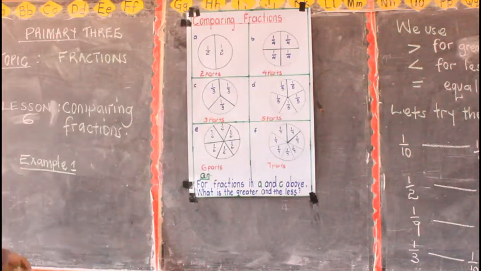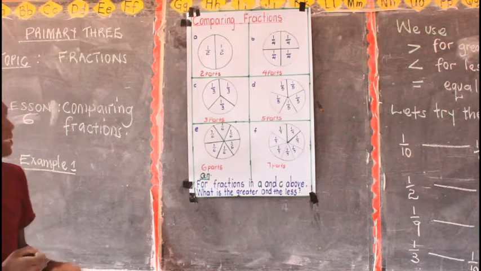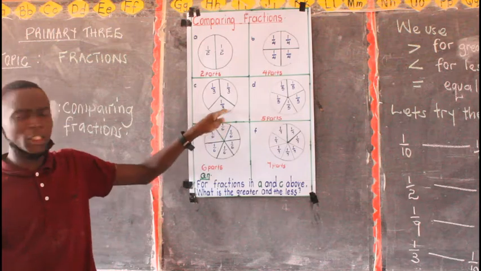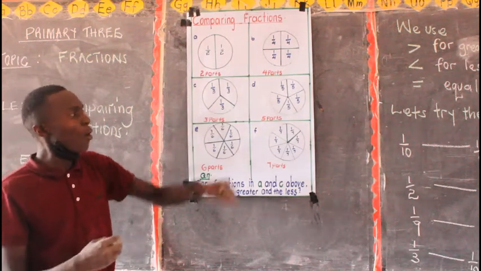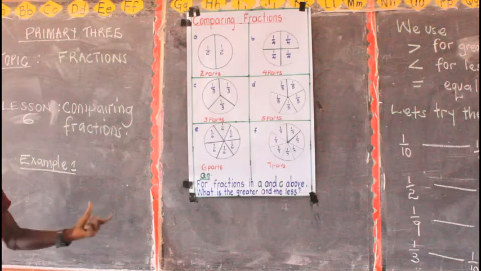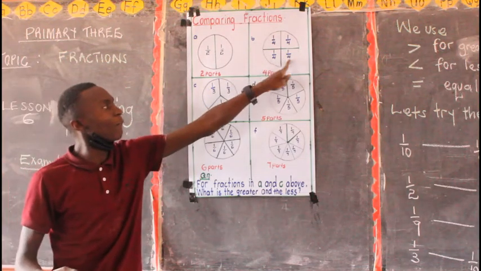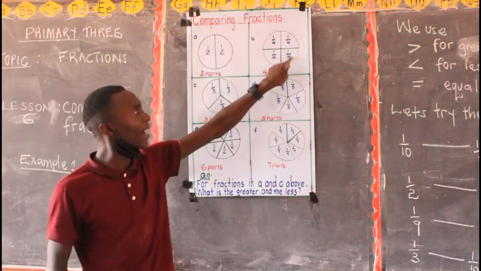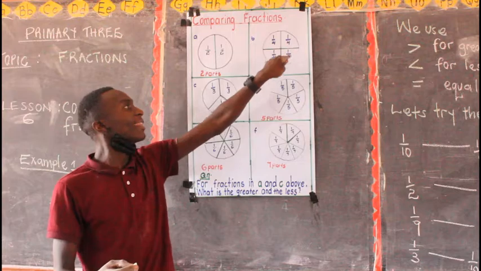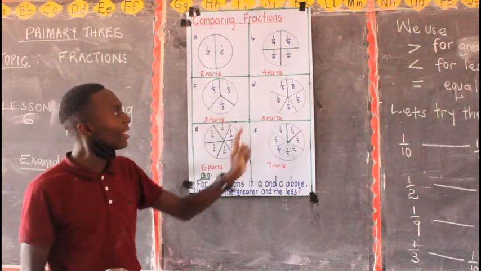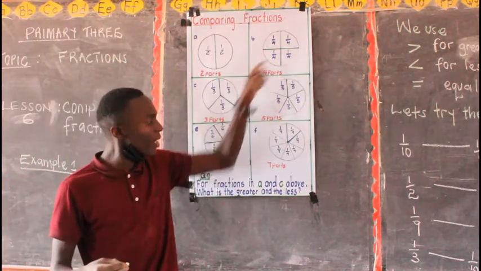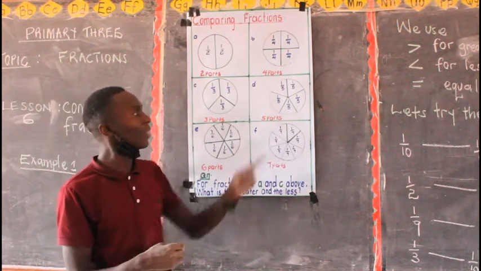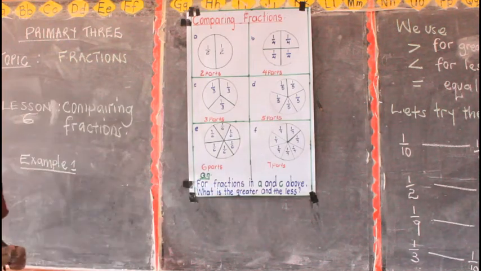So what does it mean? As I told you, the bigger the down part of a fraction, the smaller it becomes. So when the fraction is 1 out of 4, this 4 is bigger than this 2. But the bigger the denominator, the smaller the fraction. You'll see that also this one is very small compared to this one, and this 1 out of 7 is smaller than this 1 out of 5.